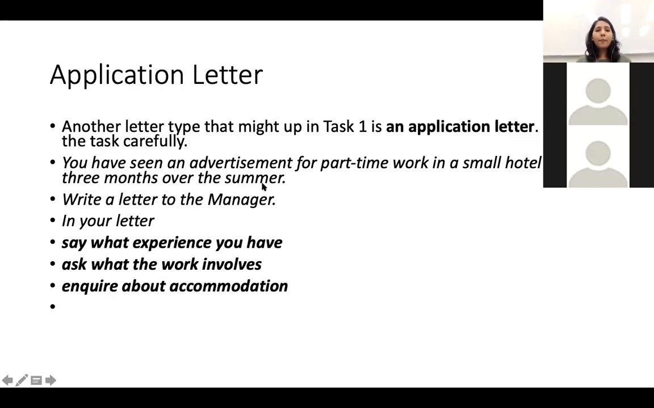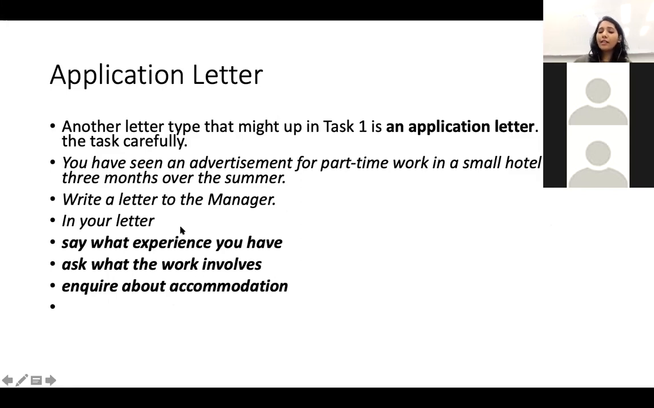Okay, this time, if we read through this letter: you have seen an advertisement for part-time work in a small hotel for 3 months over the summer. Write a letter to the manager. In your letter, say what experience you have, ask what the work involves, and inquire about accommodation. Imagine you have seen this letter.